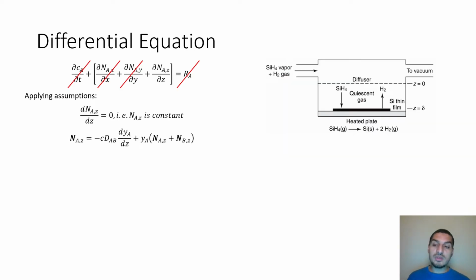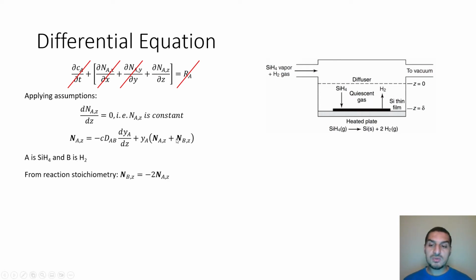We need to write the form of the flux equation, which is the general form, and then we can use this equation directly. But we have something here that we cannot use directly. We have N_Az and N_Bz, and we cannot use these equations as they are, or we have to get rid of one of them, so that we have only one variable in the A and Z direction. And by the way, A is the silane and B is the hydrogen.